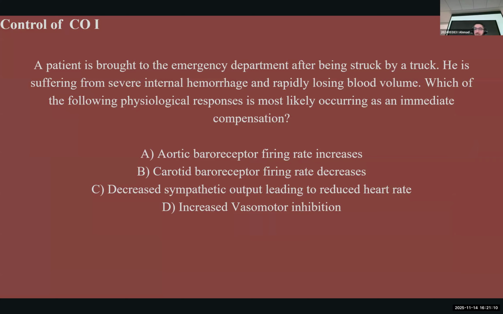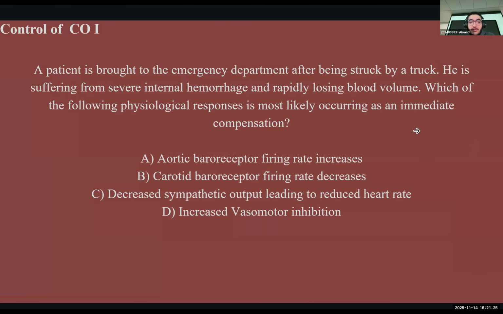So, hi again, guys. It's me. Let's start with the first question with the control of cardiac output. Okay, already answered, mashallah. A patient is brought to the emergency department after being struck by a truck. He is suffering from severe internal hemorrhage and rapidly losing blood volume. Which of the following physiological responses is most likely occurring as an immediate compensation?